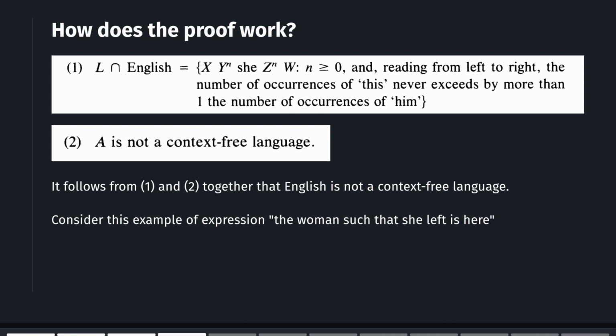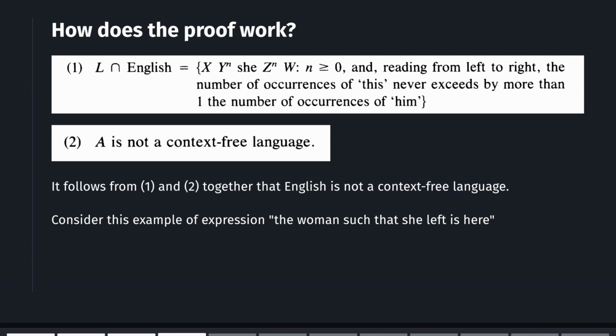And now we have claim 2. Here's where things get interesting. Claim 2 declares that A is not a context-free language. Putting claims 1 and 2 together, we reach the compelling conclusion: English is not a context-free language. Now let's see some examples.